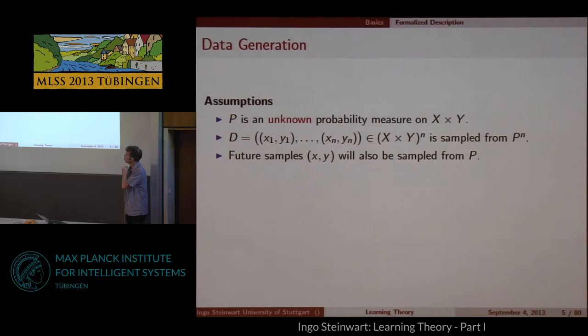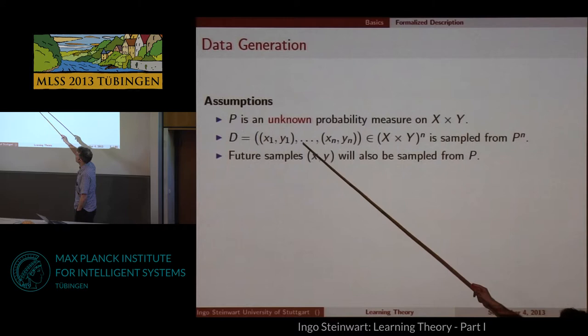What we now have to do is that we have to formalize that. And formalizing means describing how our data is generated, the past and the future. And also means that we have to describe what we mean by a good predictor. Everything I've mentioned so far was rather informal. And here on this slide, I formalize now how the data is generated in our setup.